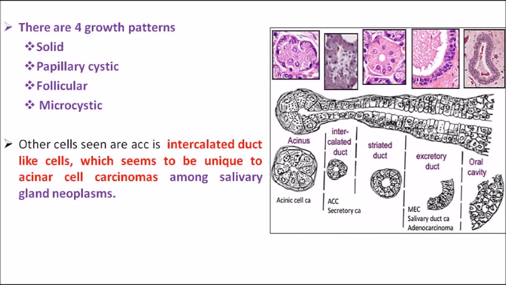Now, in the picture adjacent to that, the first one is the acini. As I told you in the summary, from the acini you get acinic cell carcinoma. From the intercalated portion of the duct you get adenoid cystic carcinoma and secretory carcinoma. Then the striated duct, which doesn't contribute to many tumors. Then the excretory duct, where you have mucoepidermoid carcinoma, salivary duct carcinoma, and adenocarcinoma, and then finally the oral cavity. The intercalated duct-like cells seem to be unique to acinic cell carcinoma, mainly seen in acinic cell carcinoma.